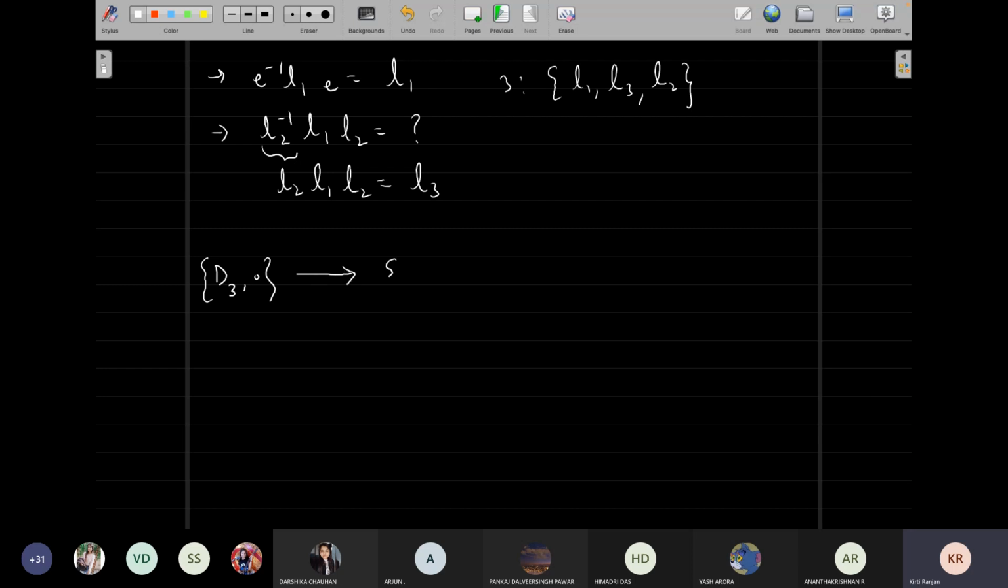So L2 inverse L1 L2. What will be this? L2 inverse is L2 itself. So L2 composition L1 is L2. L3, sir. So in this class you have already found one more element, which is L3, and you will figure out that there exists another one just in the manner in which we have done it. I will not ask you to go ahead with it, but do it as homework, that this D3 is divided into three classes.